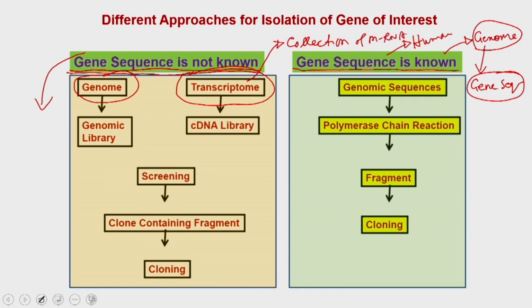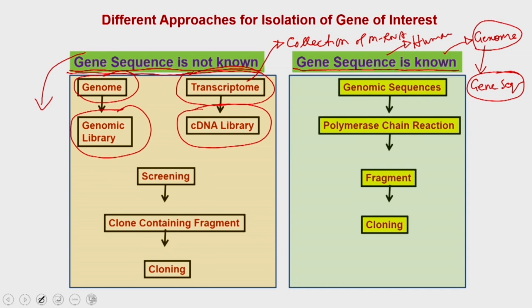So, these are the two sources from which you can extract the genomic gene sequence of your interest. For both of these approaches, in the case of genome you have to prepare a genomic library, or in the case of transcriptome you have to prepare a cDNA library.